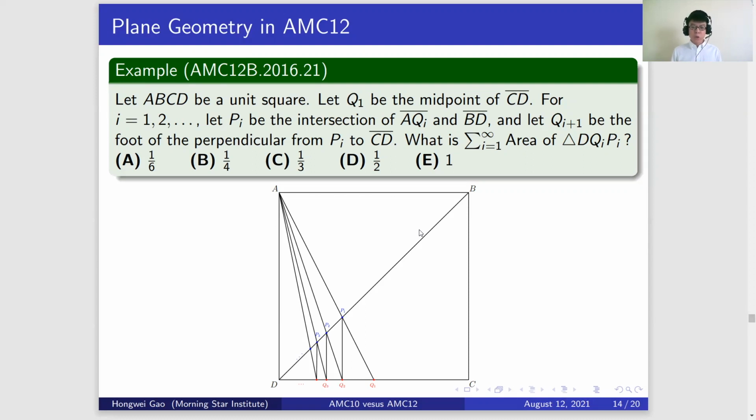One is the sequence of Q's on the side CD. The other is the sequence of P's on the diagonal BD. Accordingly, there is a sequence of triangles, D Q_i P_i. The question here is to find the sum of their areas. The point I'd like to make here is each step in the above sequence of operations is actually a very typical scenario in AMC10. In this problem, they are linked consecutively to make a decent AMC12 problem.